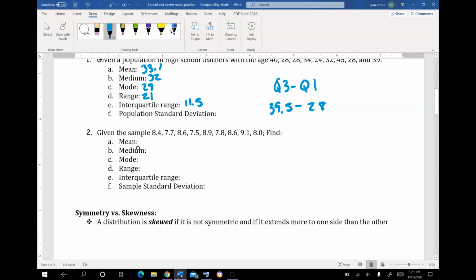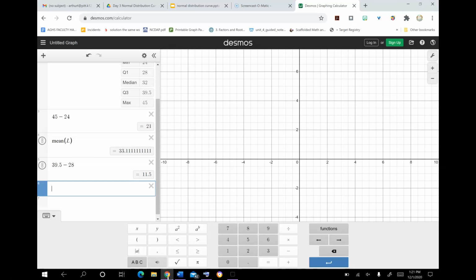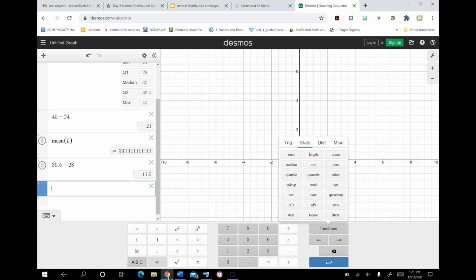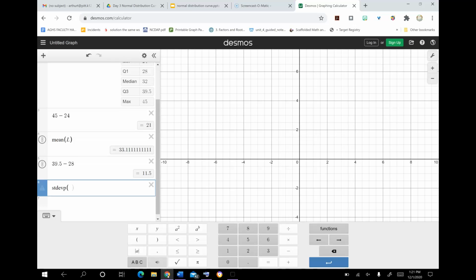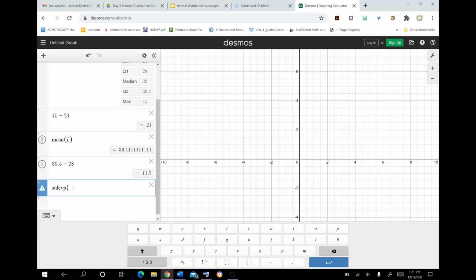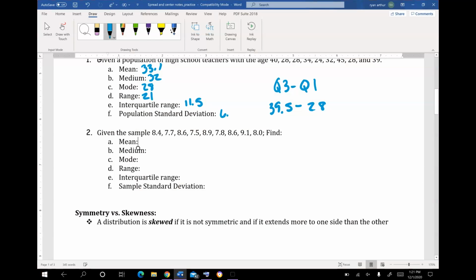Now to find your standard deviation, that is also under statistics. See how it says standard deviation right here, abbreviated? I want the standard deviation of L. Done. 6.56. And that's all you have to do for those.